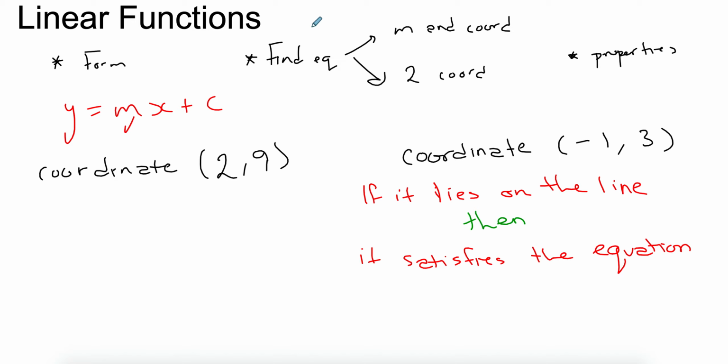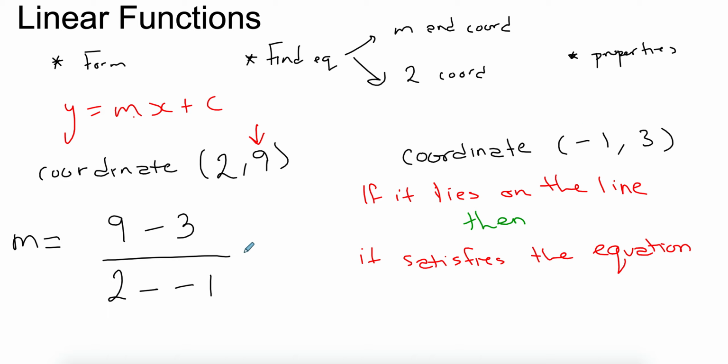Well, you're missing the gradient now, and you're missing the c. Now you can't find c unless you've actually found the gradient, and you can't find the gradient unless you have 2 coordinates, which you have in this case. So we're going to use the 2 coordinates, and I'm going to show you how to calculate it. So remember the numerator has the y, so I'm going to start with this. So let me make an arrow just to show that I'm starting here. So it's going to be 9 minus 3. And the denominator will be 2, so I'm starting from here. 2 minus -1, 2 minus a -1.